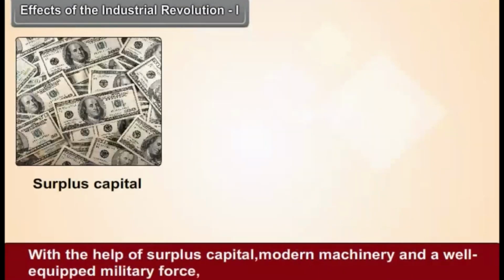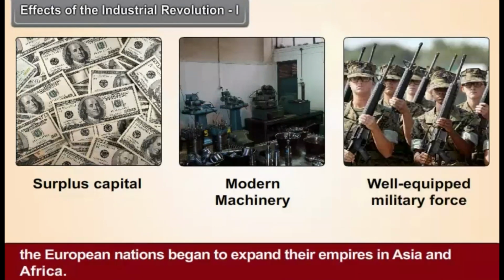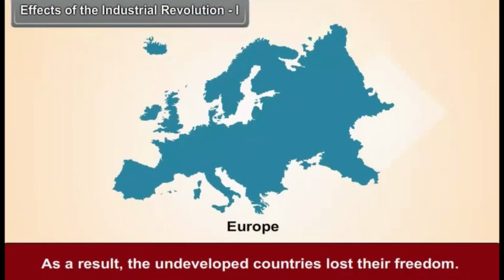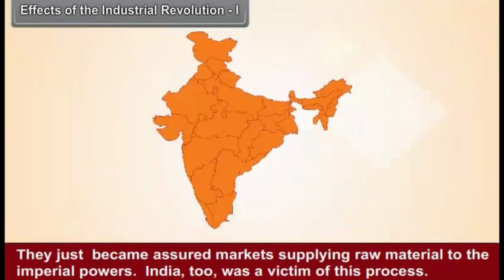With the help of surplus capital, modern machinery and a well-equipped military force, the European nations began to expand their empires in Asia and Africa. As a result, the undeveloped countries lost their freedom. They just became assured markets supplying raw material to the imperial powers. India too was a victim of this process.